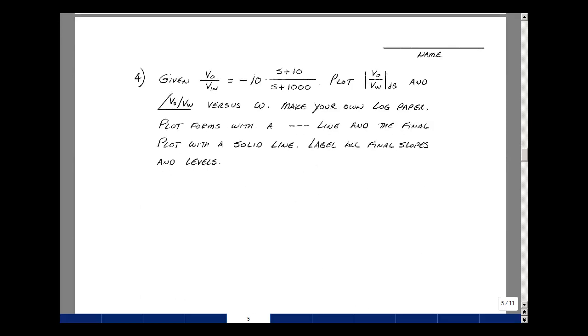Problem number 4, given the transfer function minus 10 times s plus 10 divided by s plus 1000, I'd like you to plot the magnitude in dB and the angle in degrees versus omega. Make your own log paper and plot the forms from our notes with a dashed line and the final plot with a solid line. I'd like you to label all slopes and all levels.